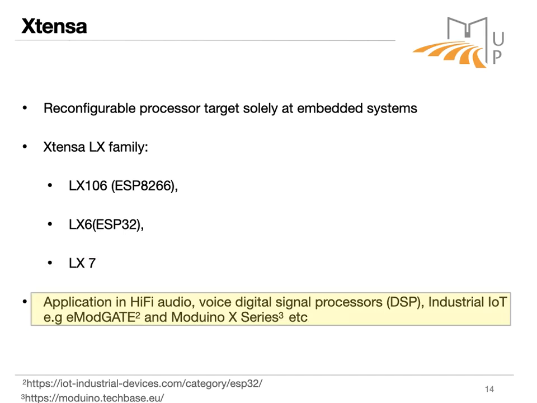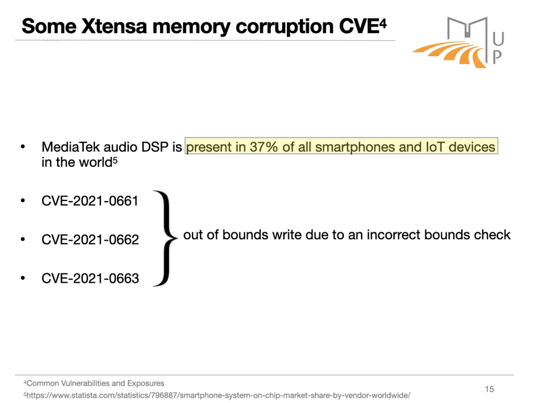Xtensa is popularly used in audio and voice digital signal processors, and it is present in a lot of Internet of Things and Industrial Internet of Things. Despite having specialized instruction sets, this does not protect Xtensa from memory bugs that could result in a code reuse attack. For example, these are some recent CVEs found on MediaTek digital signal processors using the Xtensa chip.